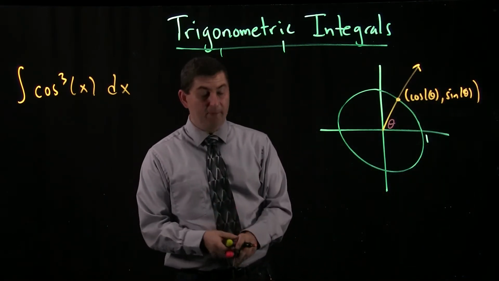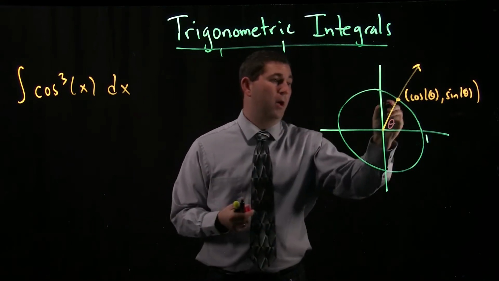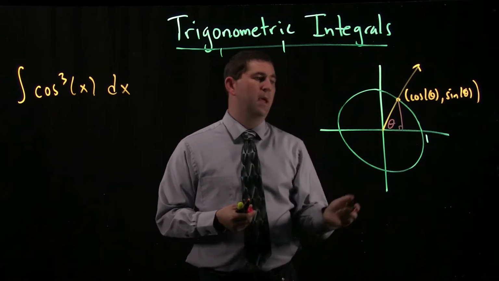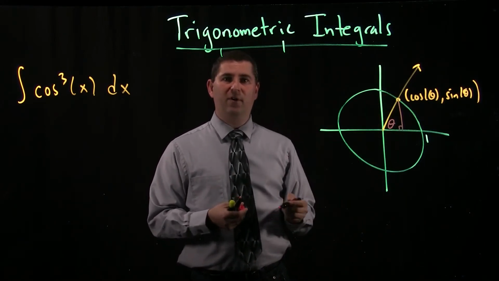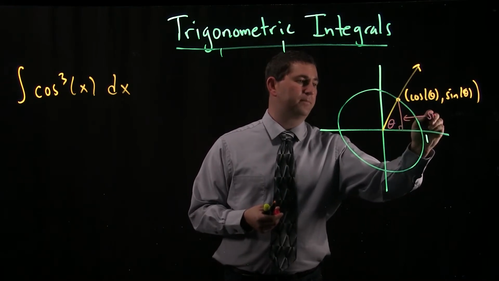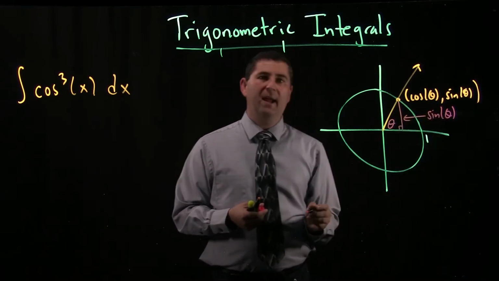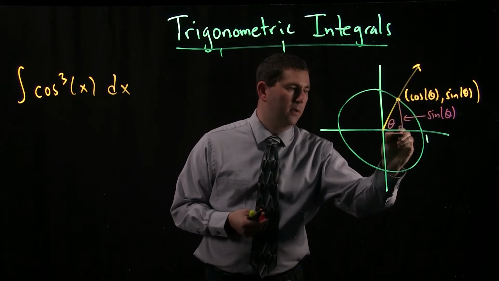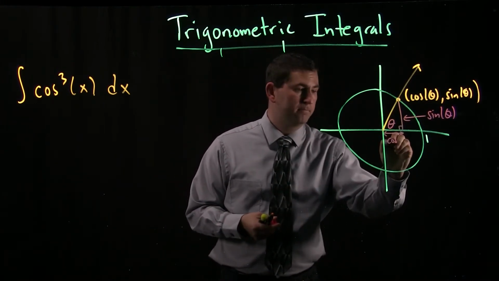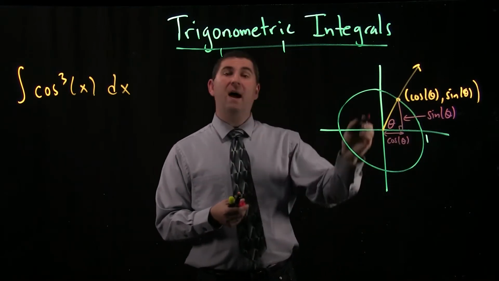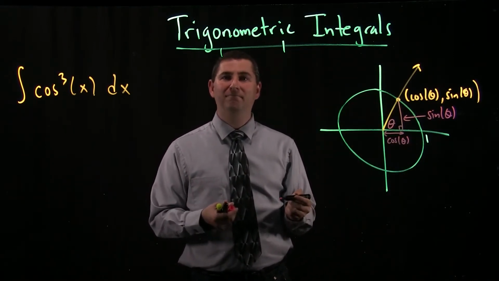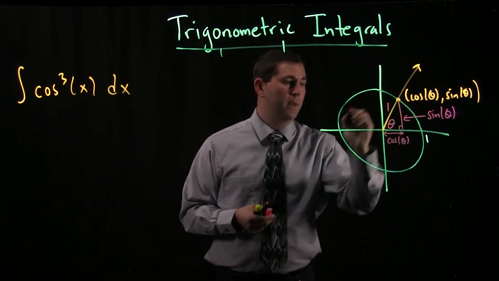Now this is really nice because if we turn around and draw a right triangle, we just draw a perpendicular here. The height of this triangle is just the y coordinate, sine of theta. And the base of this triangle, down here, is just the x-coordinate, cosine of theta. The hypotenuse of this triangle is a radius of the circle, so the hypotenuse has length 1.